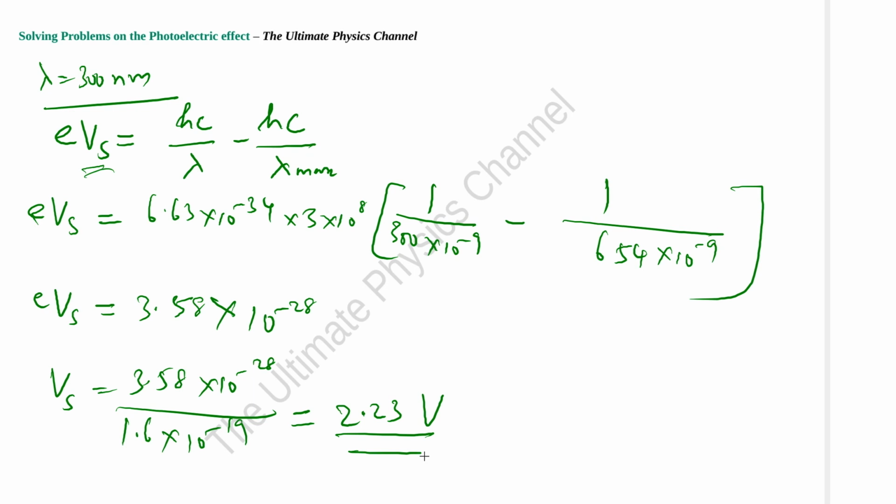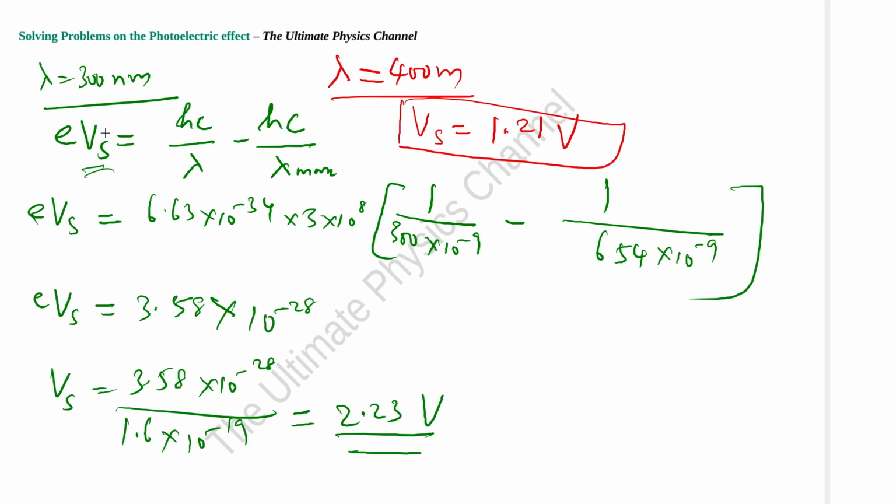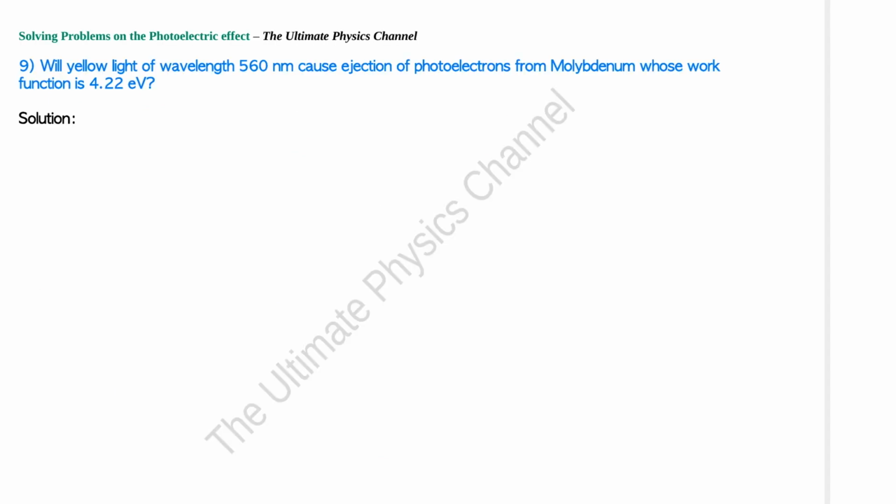Similarly, if one proceeds to do it for the other lambda that is provided in this problem, that is for 400 nanometers, I'm not going to work it out, I'm going to just provide the final answer. If you do the math, you would get Vs as 1.21 volt. So these are the values that are asked in part B of the question. So we have done that. Let's proceed on to the next question.